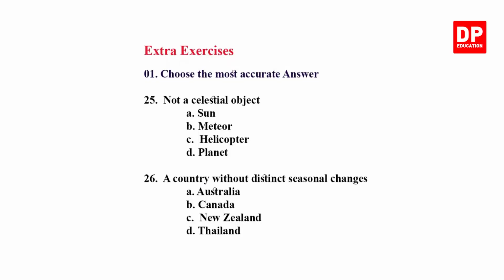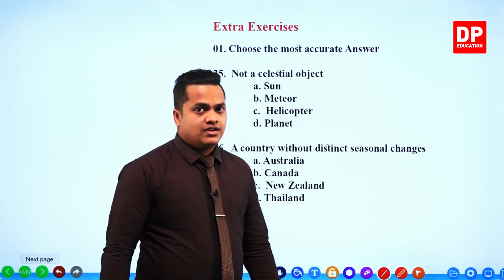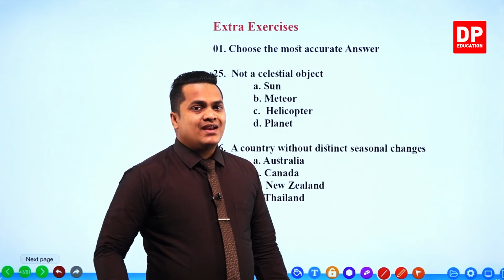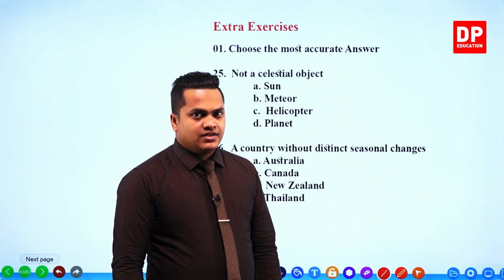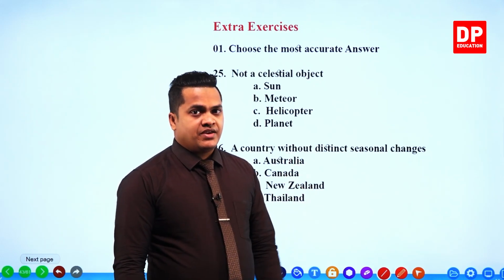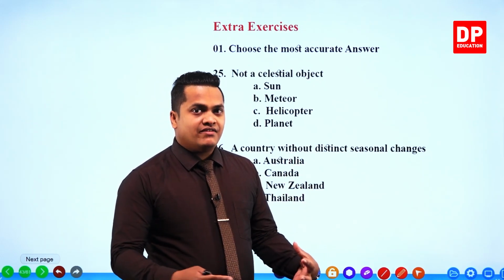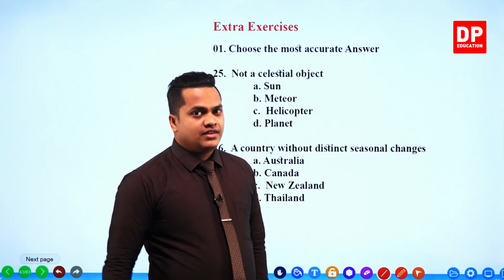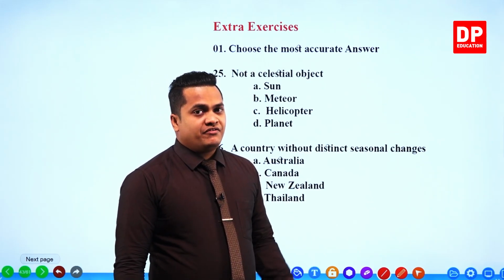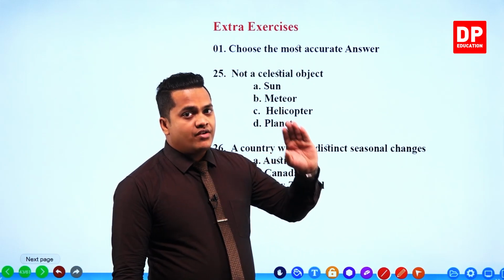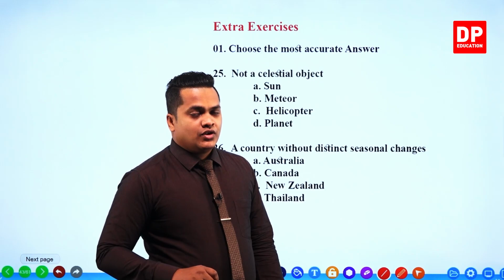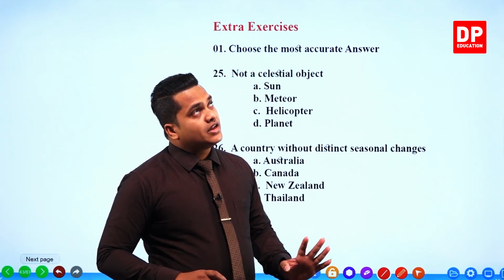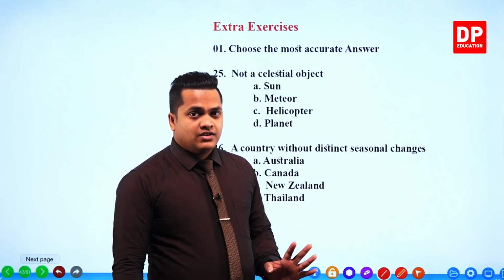Next question. Not a celestial object. Celestial objects are the ones that can be visible in the outer space or in our sky. But you have to observe the outer space, not within our atmosphere, but the outer space. So it should be way more than 100 kilometers from our sea level.